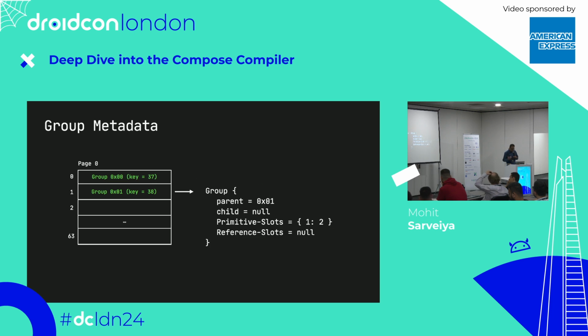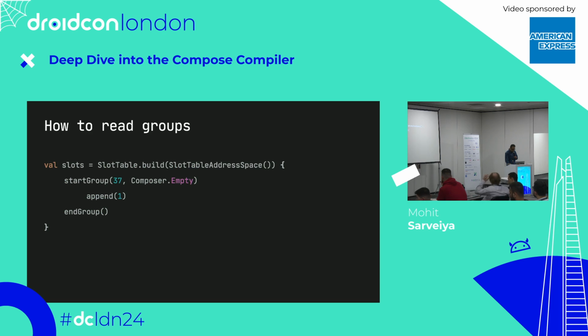The second group looks like this right there. So how do you read groups? When a recomposition happens, you press a button and you've got these other UI elements that need to update.